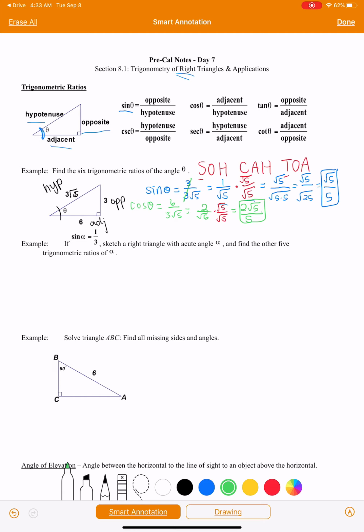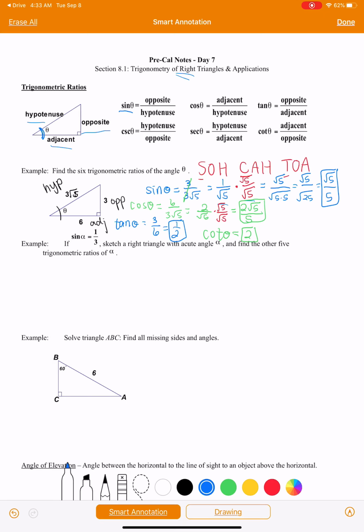Alrighty. Now let's do tangent. Tangent is opposite over adjacent, so that's going to be 3 over 6. In other words, 1/2. Okay, we do need to do the other ones. Opposite of tangent is cotangent, so I'm just going to flip around my final answer for tangent to be 2 over 1, which is 2.